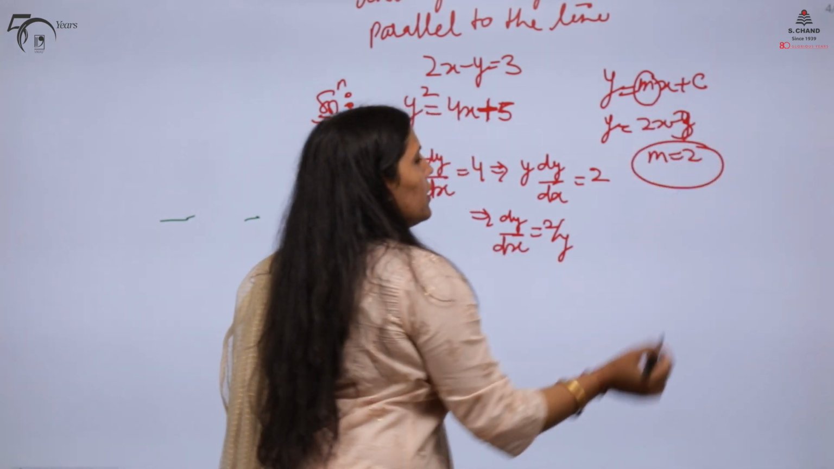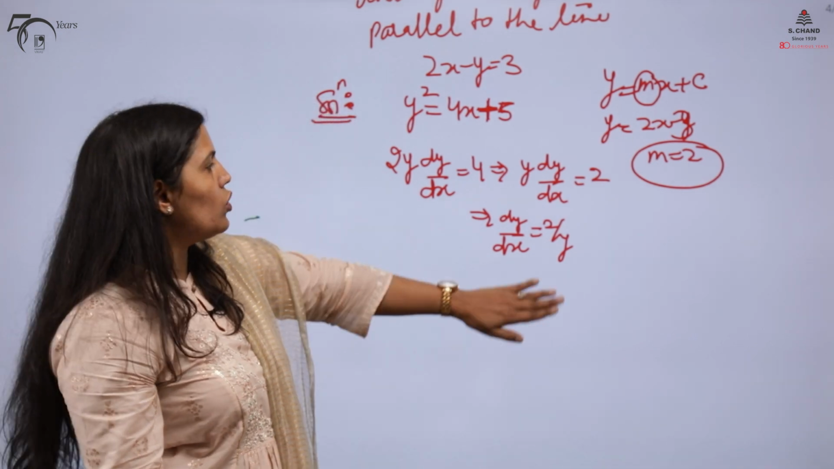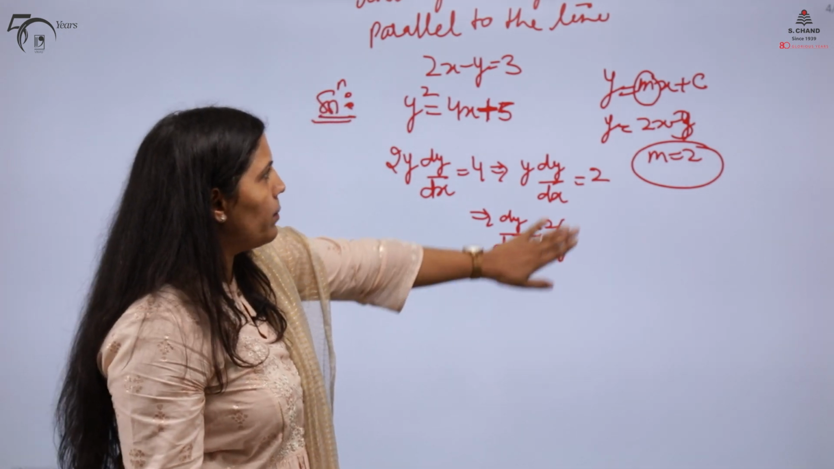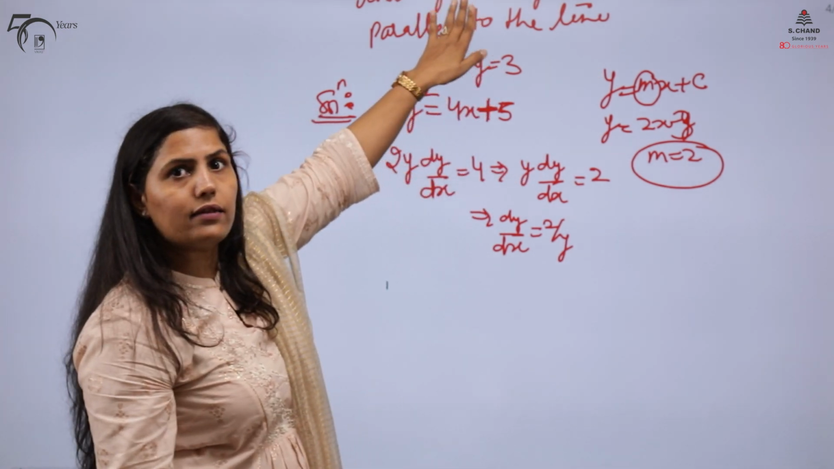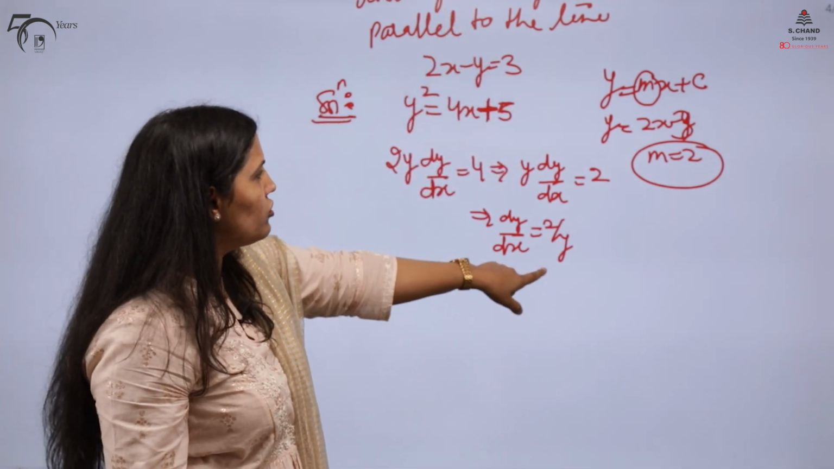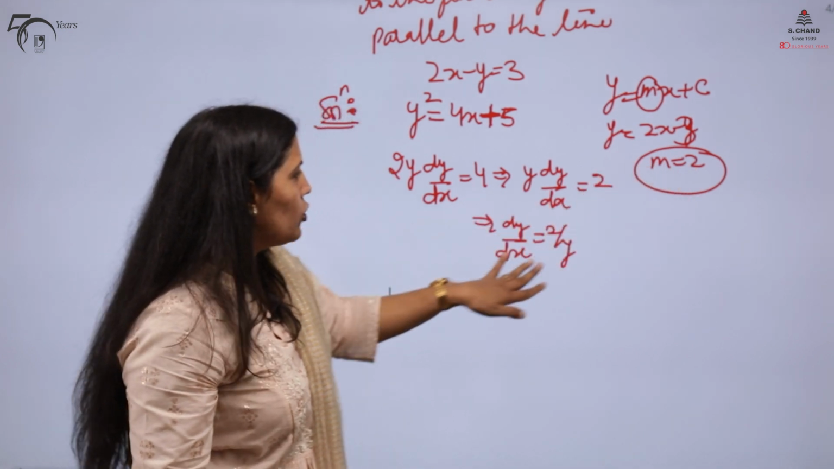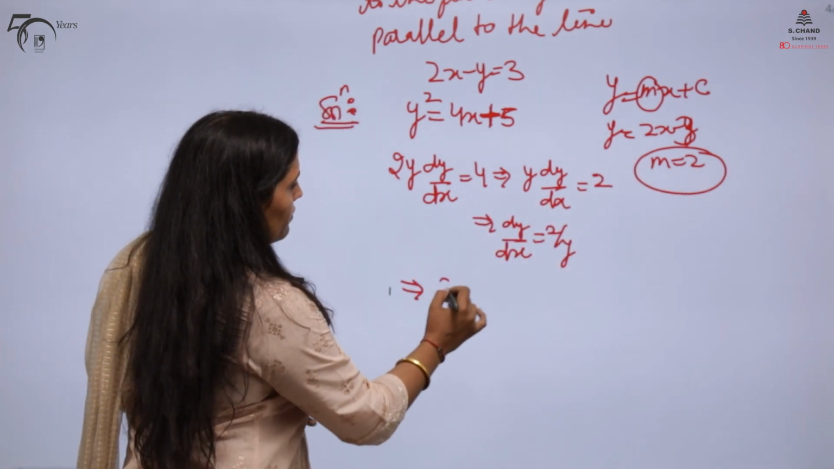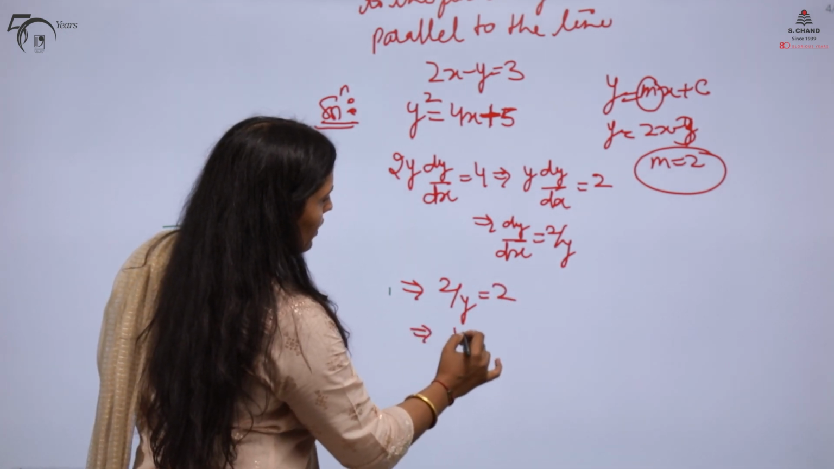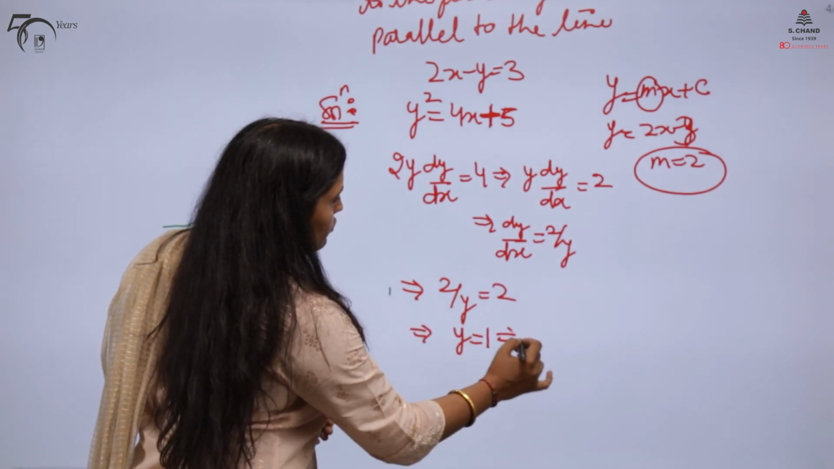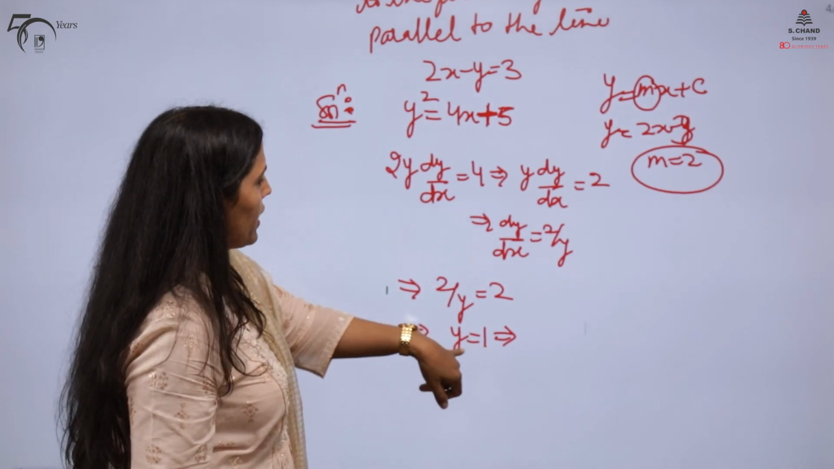Parallel means the slope of the tangent is equal to the slope of the line. Tangent slope and line slope are both the same. This is your tangent slope, this is your line slope. You will be equating them because it is given in the question that the two lines are parallel. It means the slope will be the same. So you got y is 1.